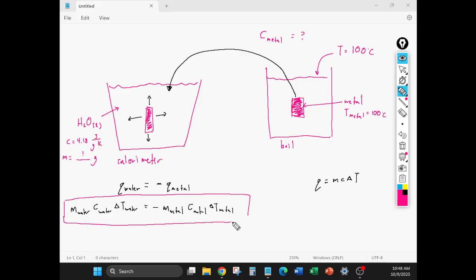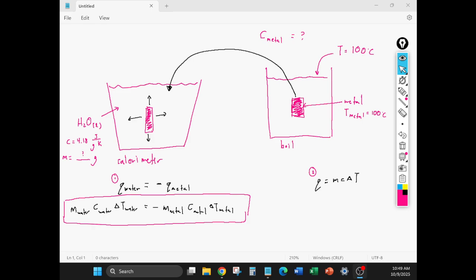And the way that we get this equation is from the fact that the amount of energy the water absorbs is equal to the amount of energy that the metal releases. So basically, this is just combining this equation right here with the equation that we just learned about.